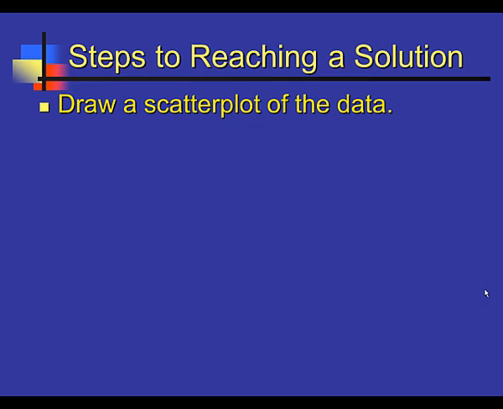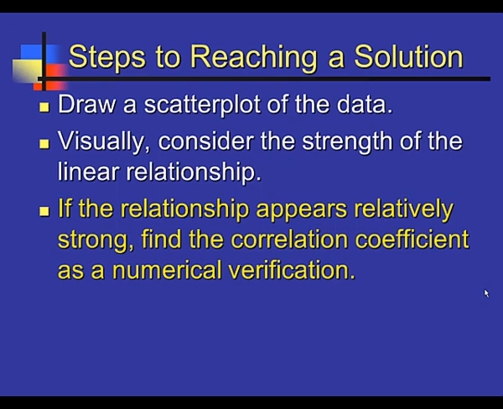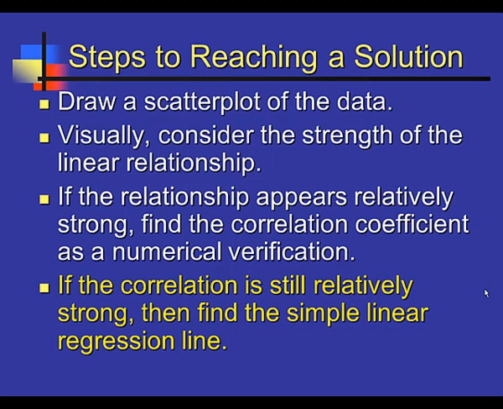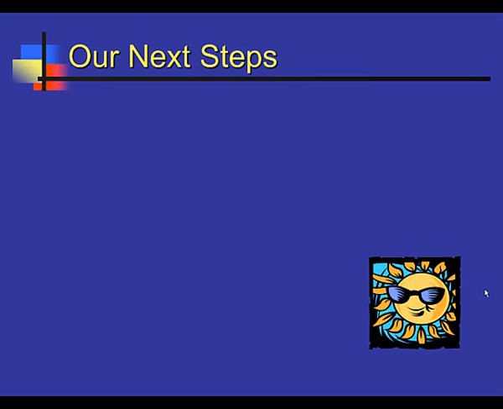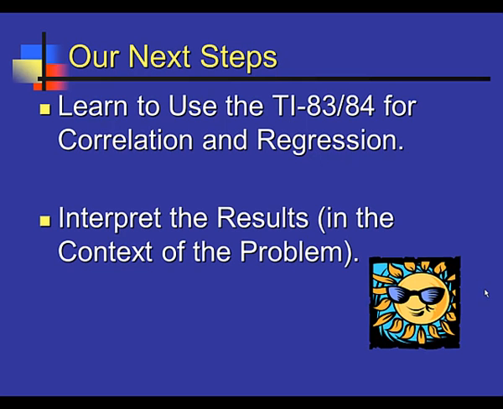this relationship. So, we want to look at the following steps for reaching a solution to our problem. First, we'll draw a scatter plot of the data to help us visually consider the strength of the linear relationship. If the relationship appears relatively strong, then the correlation coefficient can be used as a numerical verification. From there, we could use simple linear regression to find the line of best fit. Our next step is to learn how to use the TI-83 or 84 calculator for correlation and regression. Then we will interpret the results in the context of the problem.